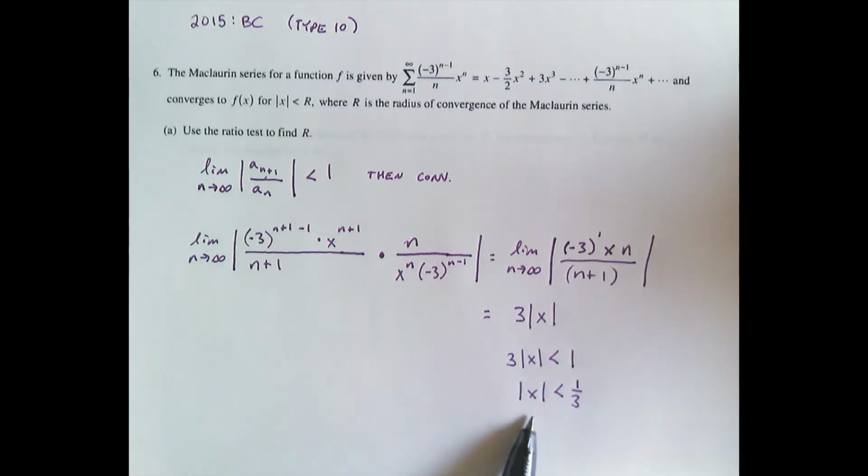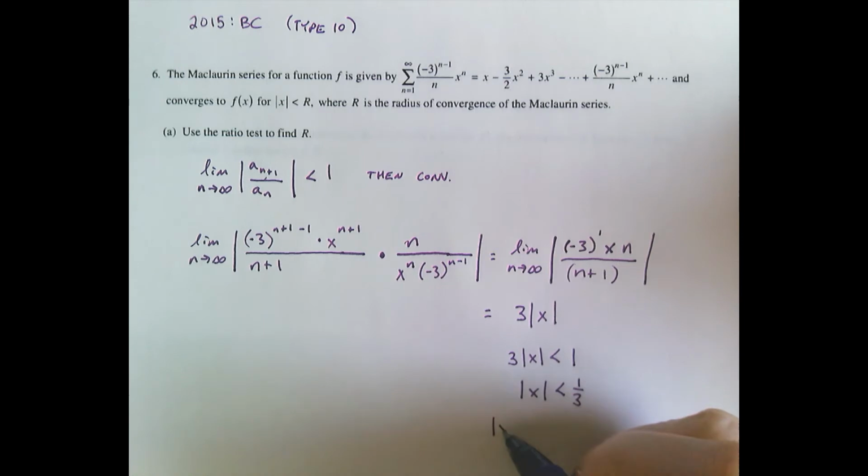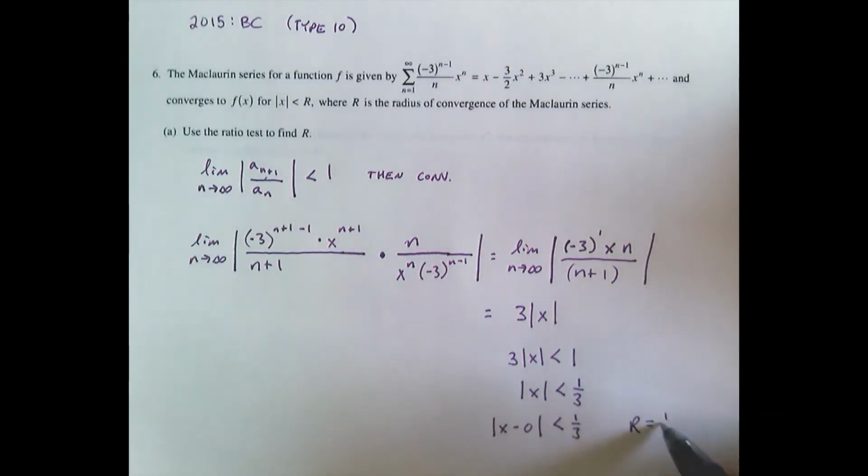And there we have our radius of convergence, or if you wanted to write this out as a center and a radius of convergence, we can see that in this case r is equal to 1/3, thus satisfying the request of part A of this problem.